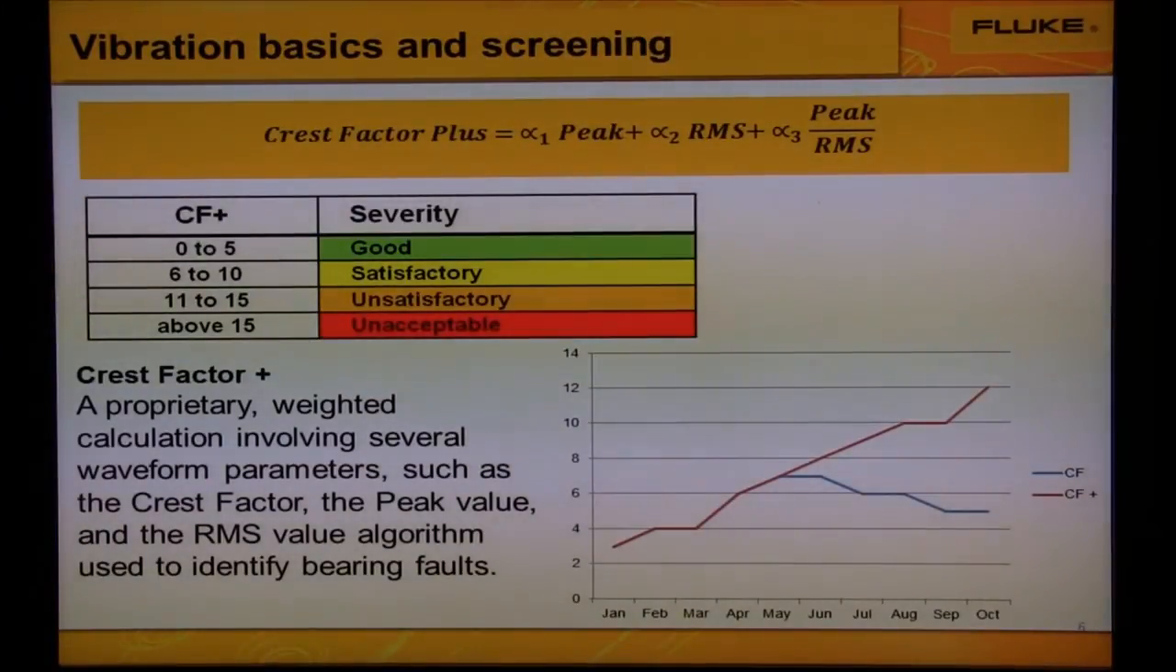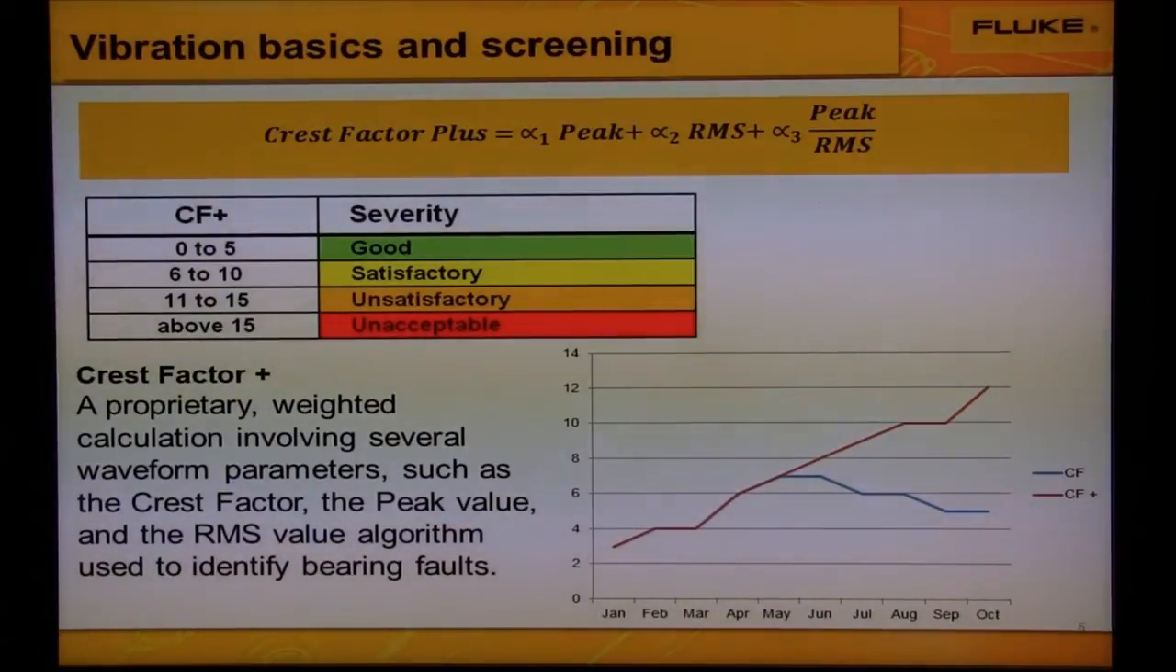In an effort to overcome this problem with Crest Factor, the Fluke 805 utilizes a proprietary algorithm known as Crest Factor Plus. The Crest Factor Plus algorithm, seen at the top of the slide, includes the traditional Crest Factor value, but adds a value from the RMS noise floor to reflect damage seen as the bearing worsens. This is a significant step forward from traditional Crest Factor vibration because the output value, Crest Factor Plus, increases continually as the bearing damage worsens. The Crest Factor Plus values can be related to bearing damage according to the severity chart in the middle.